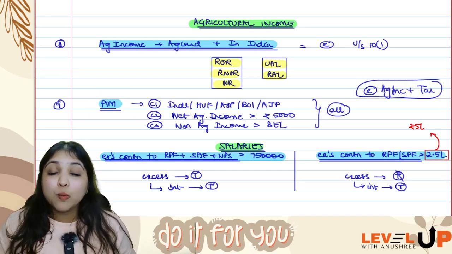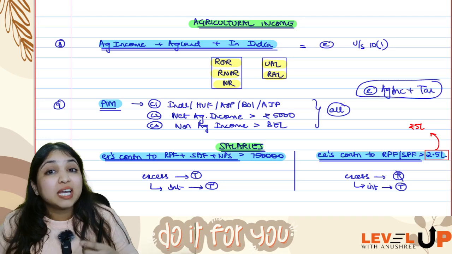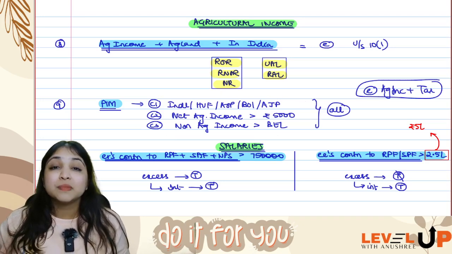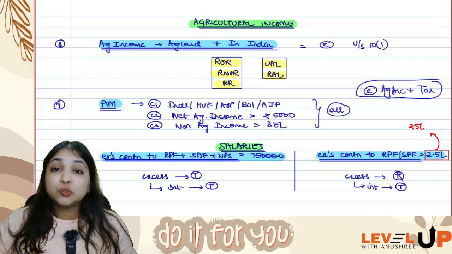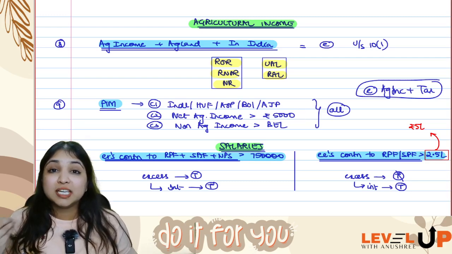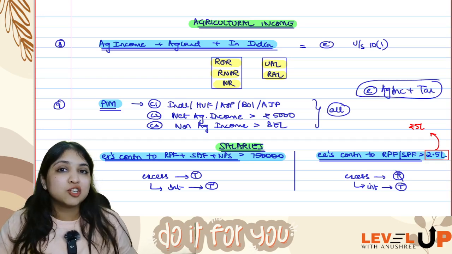Everybody knows the steps in the partial integration method, but you never straight away start applying it. First, you check whether 3 conditions are fulfilled. Condition 1, assessee has to be an individual, HUF, AOP, BOI, AJP. Condition 2, the net agricultural income of the assessee should be more than 5,000. And condition 3, the non-agricultural income should be more than the basic exemption limit. Only if all these 3 conditions are fulfilled, only then you can start the partial integration method.